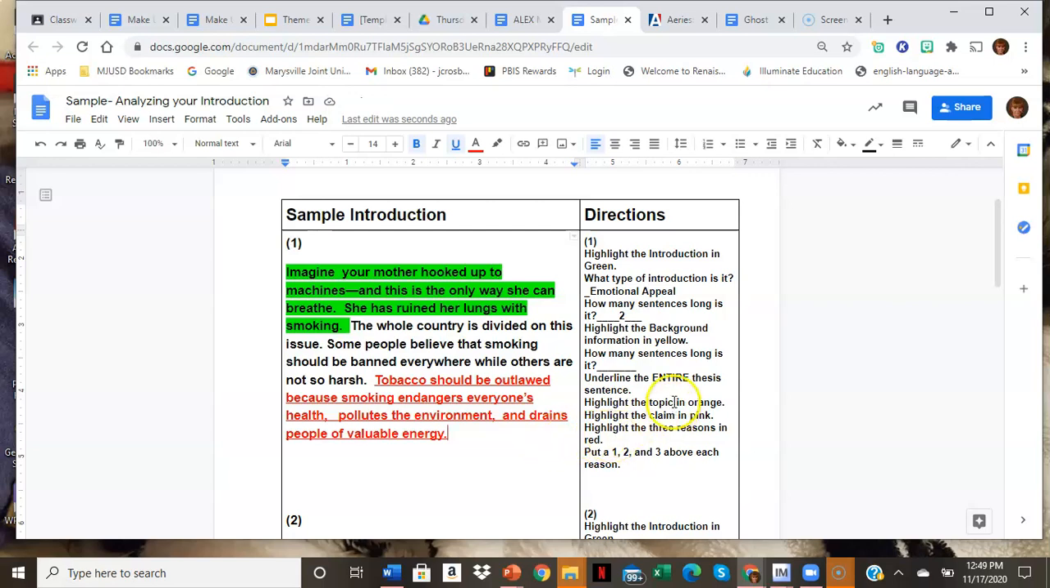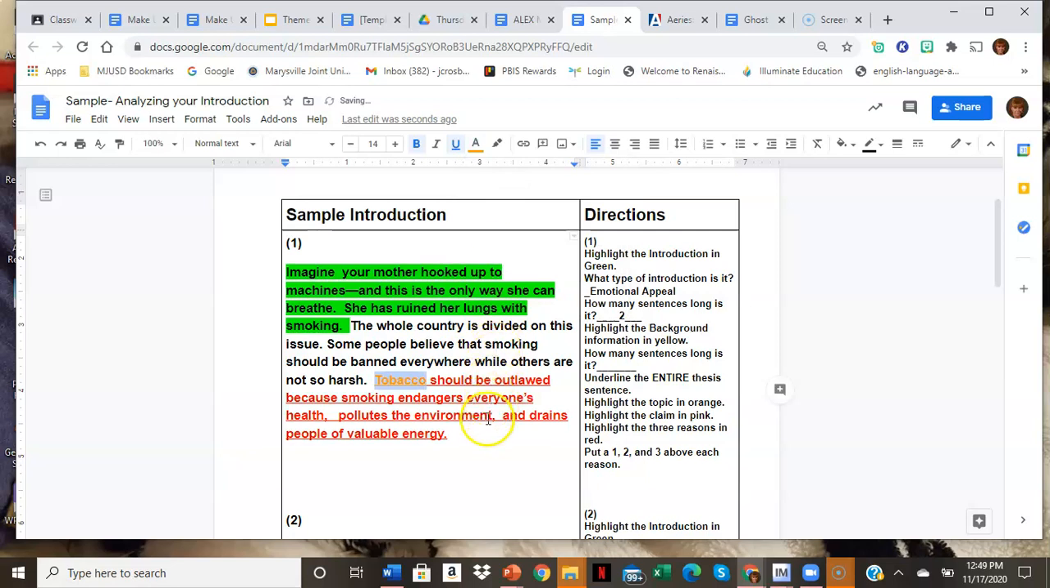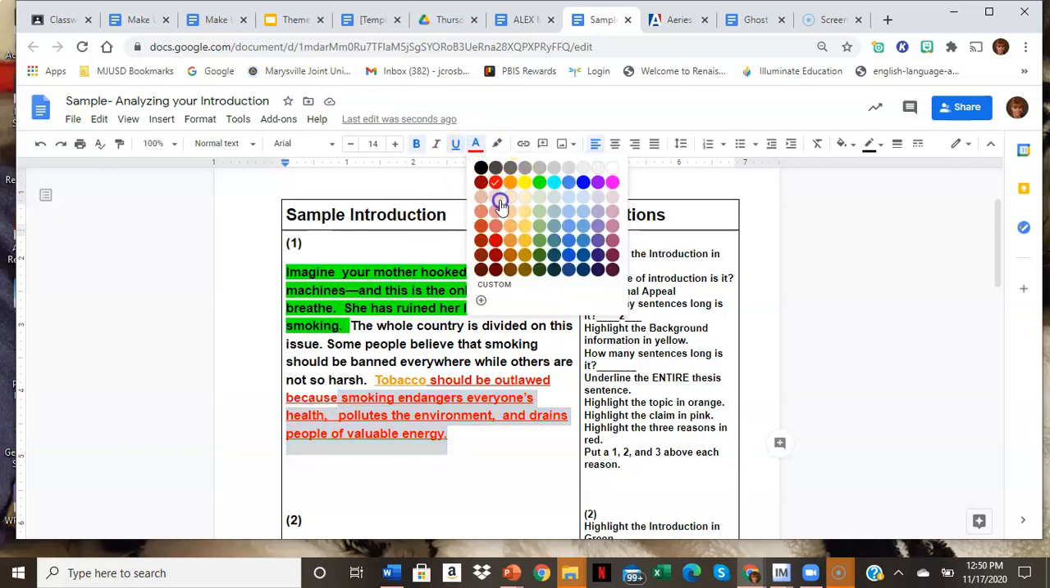It then tells me to do my topic in orange. Again, I think yours is a little different, but you might as well see these pieces. Do my topic in orange and my claims in pink. So here are my 3 claims right here.